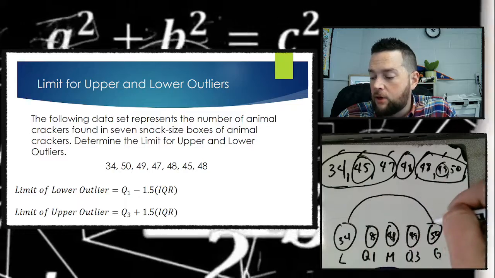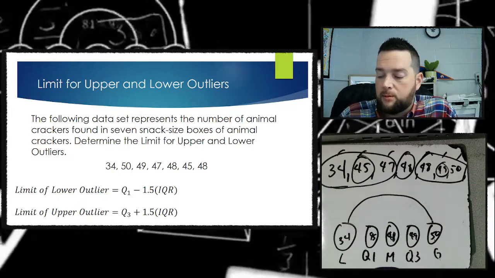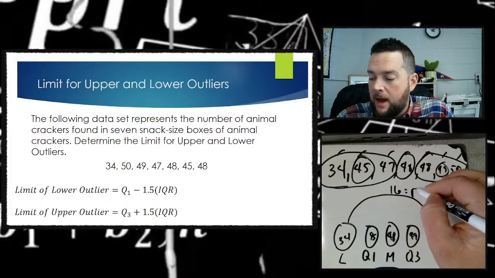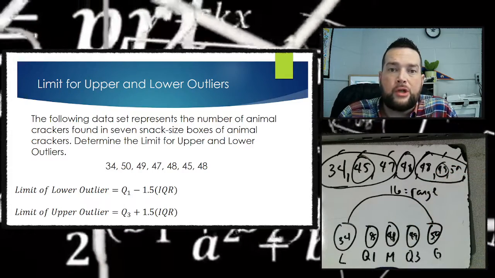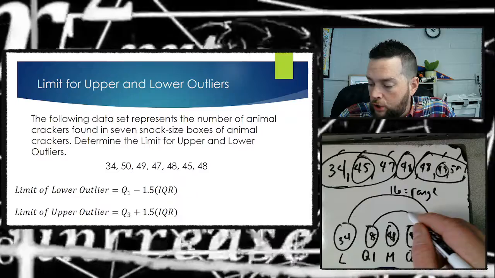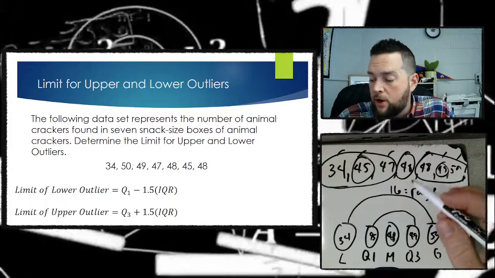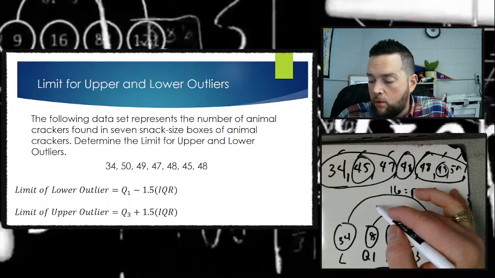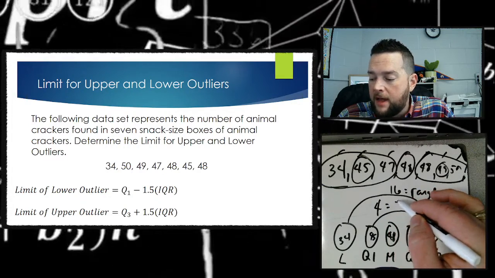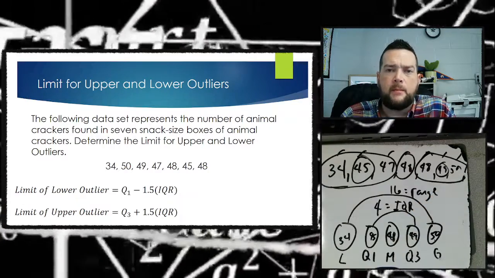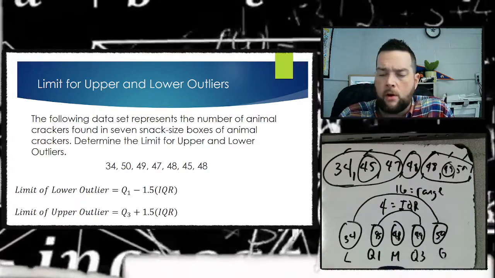I connect the greatest and the least, and I subtract those. 50 minus 34, that's 16. That is my big old range. And then I connect the 2 Qs like that, all right? My Q1 and my Q3, I subtract those. 49 minus 45, that's 4. That's my interquartile range. So we've got an interquartile range of 4.